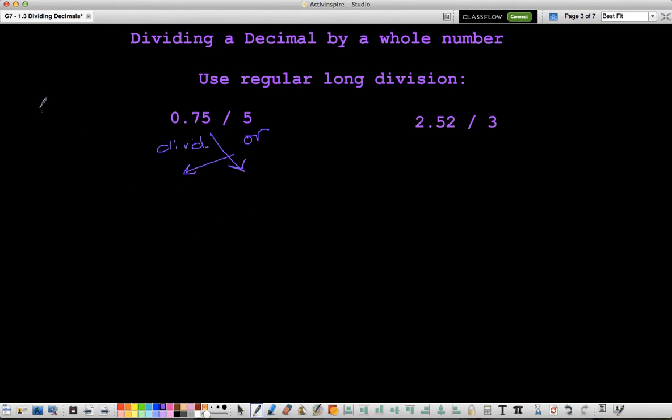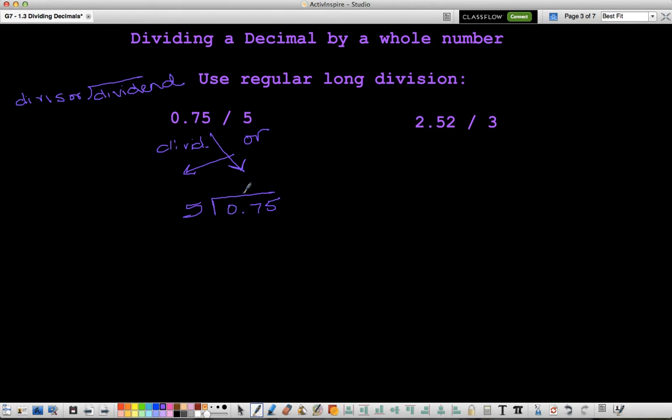You can even put that in your notes somewhere. You can even put divisor, dividend. So we put 5 on the outside, 75 hundredths on the inside.